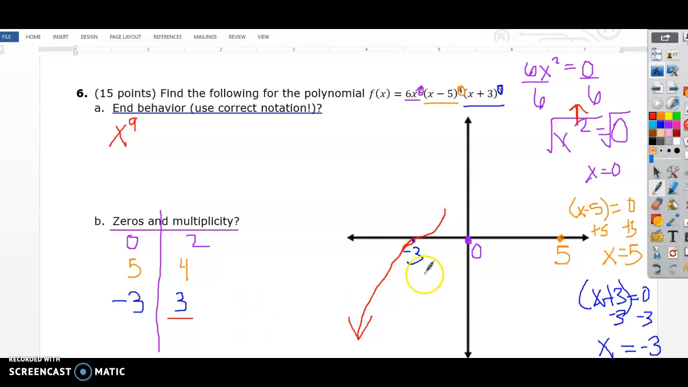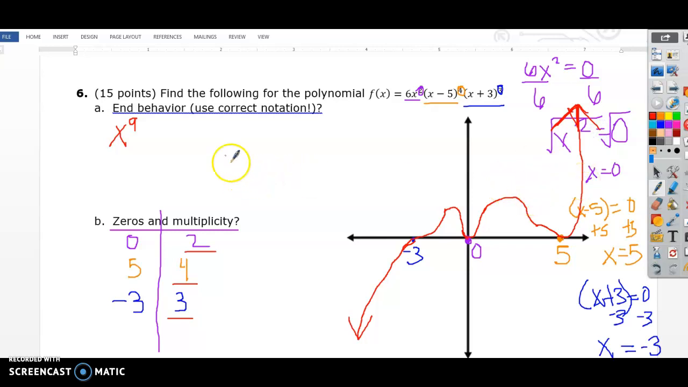Okay. And then I'm going to look at my next zero, and I'm going to touch my next zero, which is 0. And at that zero, my multiplicity is 2. So that means it's just going to bounce off. It's not going to go through the x-axis. And then my last zero is 5, and my multiplicity is 4. So that means it's also going to bounce off and go back up. And it's going to connect right here.